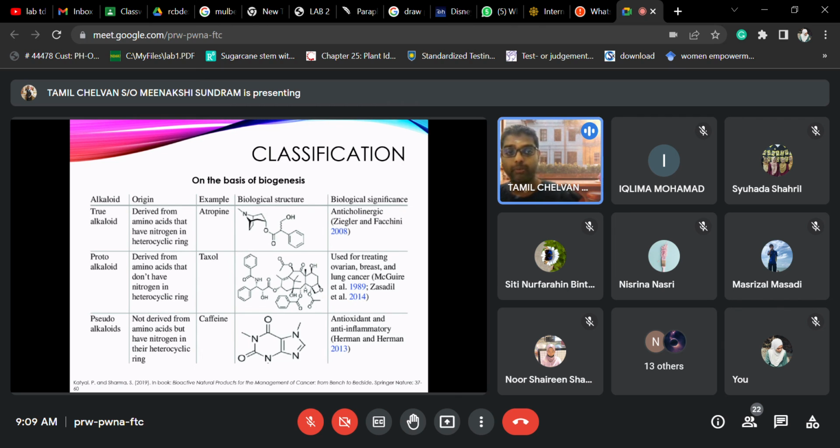anti-cancer compound, or compound that is used to go against cancer. This is very, very expensive. The actual name is paclitaxel. Okay, sometimes they call it taxol. Used for treating ovarian, breast, and lung cancer. It's very expensive. And we have pseudoalkaloid, not derived from amino acid, but have nitrogen in their heterocyclic ring.